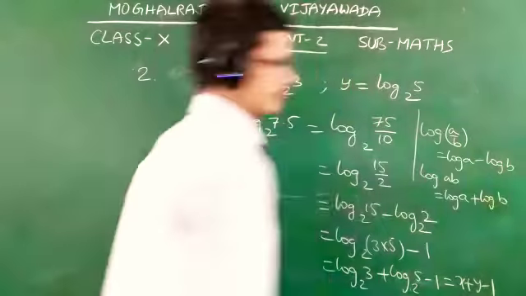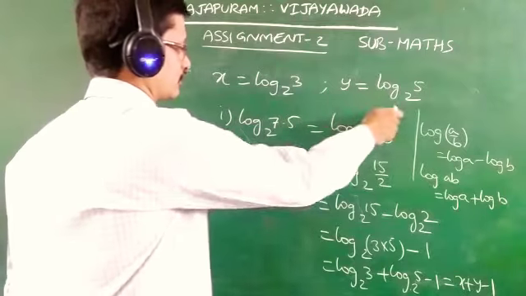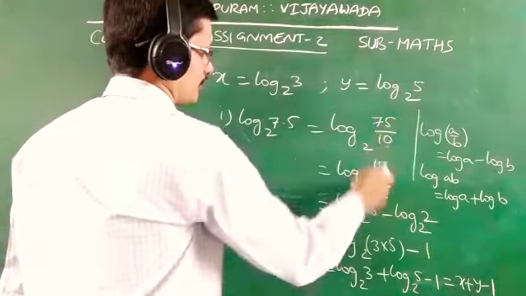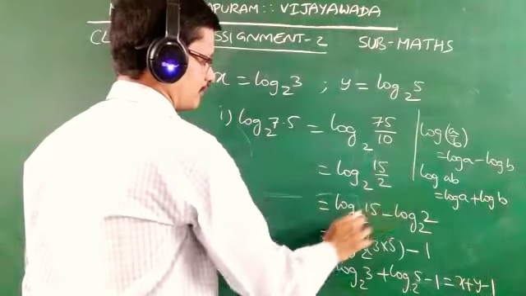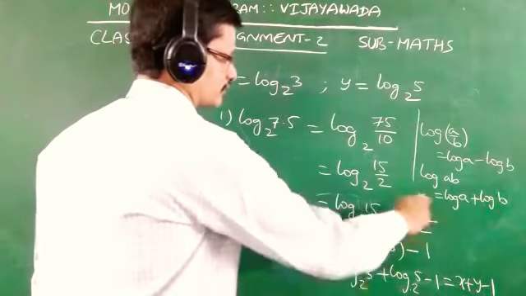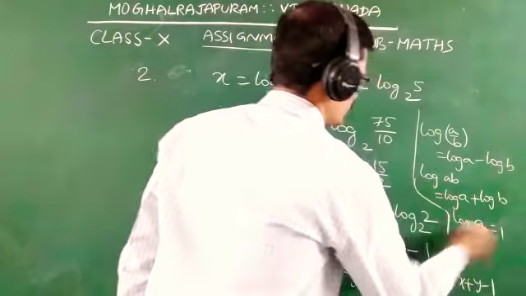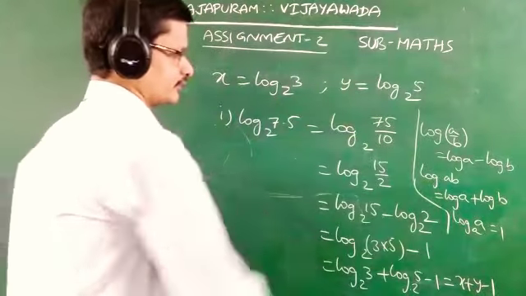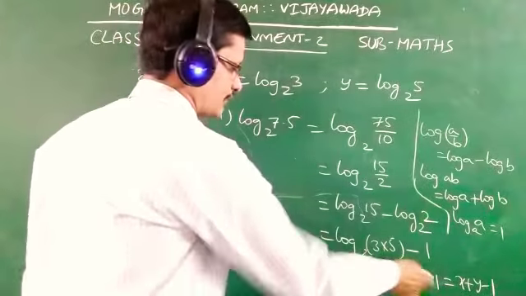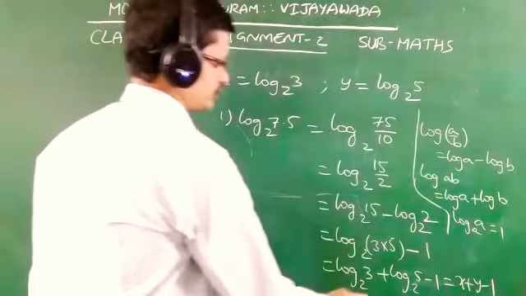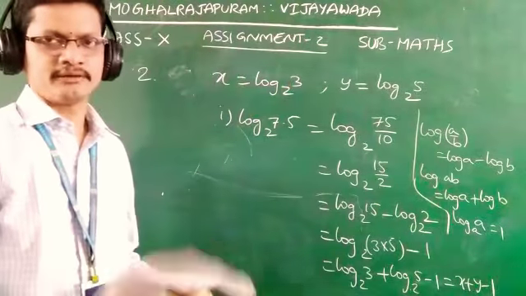Okay, once again look here. Log 7.5 to the base 2 is equal to log 75 by 10 to the base 2. Cancel in the fifth table: log 15 by 2. Now log a by b formula: log a minus log b. Next, log a to the base a formula is 1. Now 15 can be written as 3 into 5. So log ab formula: log a plus log b. Log 3 base 2 is x, log 5 base 2 is y. So x plus y minus 1.